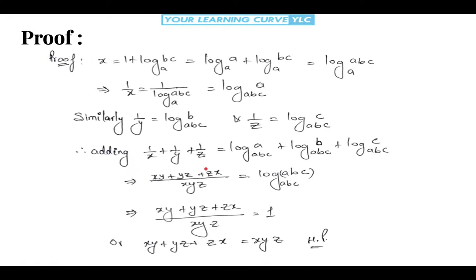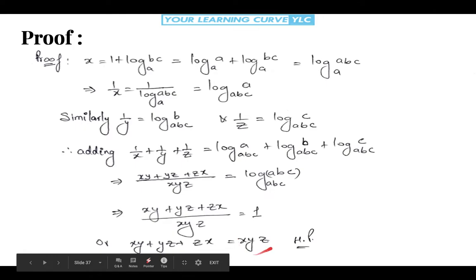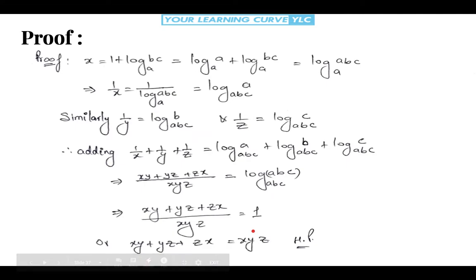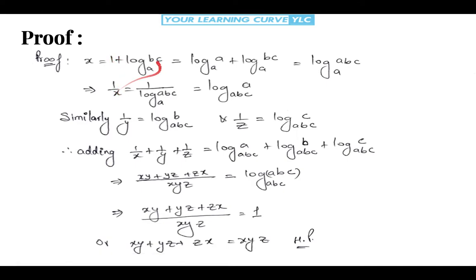So what you have to observe is that you have to combine all these. You are multiplying x, y, z. So this is only possible if you get log x plus log y plus log z. So what we do, we write this 1 as log a to the base a. 1 is log a to the base a. Now if you combine, you get log abc to the base a.